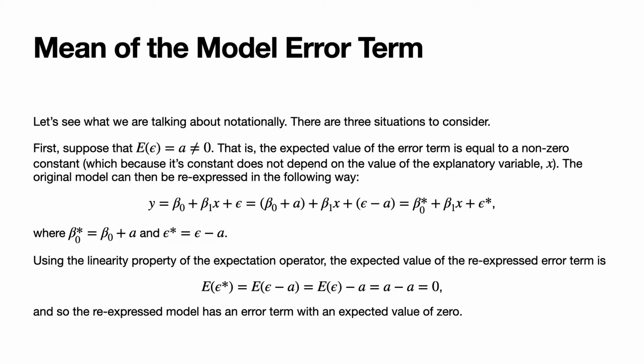is given by the following. The expected value of epsilon star is equal to the expected value of epsilon minus a. That's equal to the expected value of epsilon minus a. Now the expected value of epsilon is a, so we have a minus a, which is 0. And so we see that the re-expressed model does indeed have an error term with an expected value of 0.